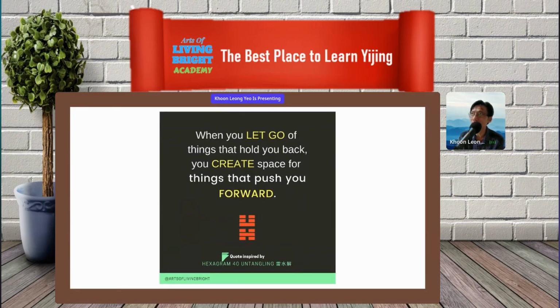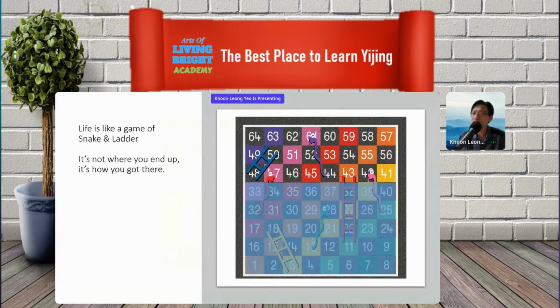So in the end, when you let go of things that hold you back, you create space for things that push you forward. Okay, so this 解卦, sometimes you have certain troubles, challenges that are holding you back. And why we want to untangle is, the moment we can untangle, we can let go of those things that hold you back. We actually create space where we can push you forward to cover more mileage, right? So this is again another up and down and how to recover, with this hexagram 40 called the 解卦, right?